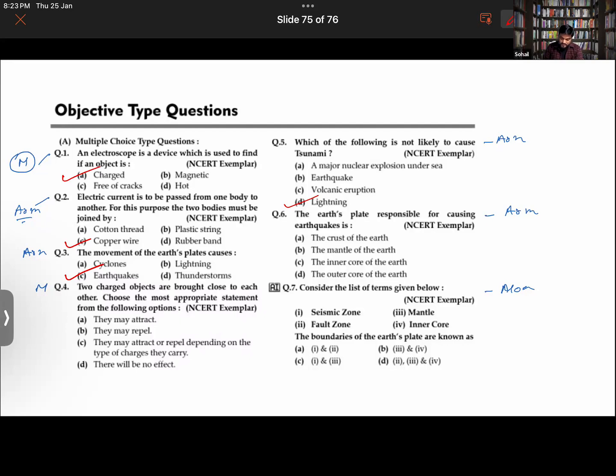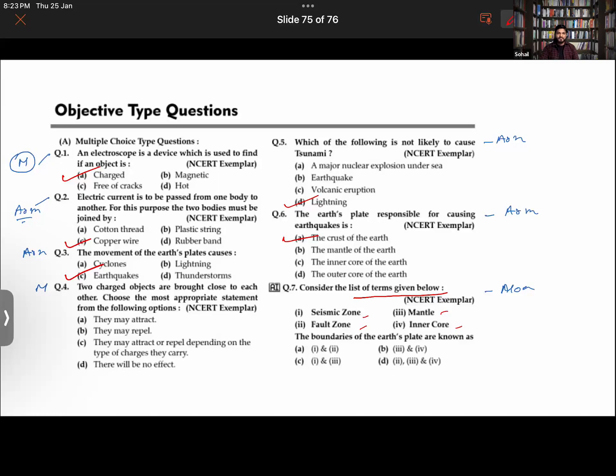Yes, two more. Sir, the questions are of the crust of the earth. Question number 6. The crust of the earth. Good. Consider the list of terms given below, Moaz: seismic zone, mantle, fault zone, and the inner core. That's a new question. Boundaries of earth plates are known as what? Sir, plates. No, plate is a different thing. Plate is not even there in the option. There are only 4 options here.